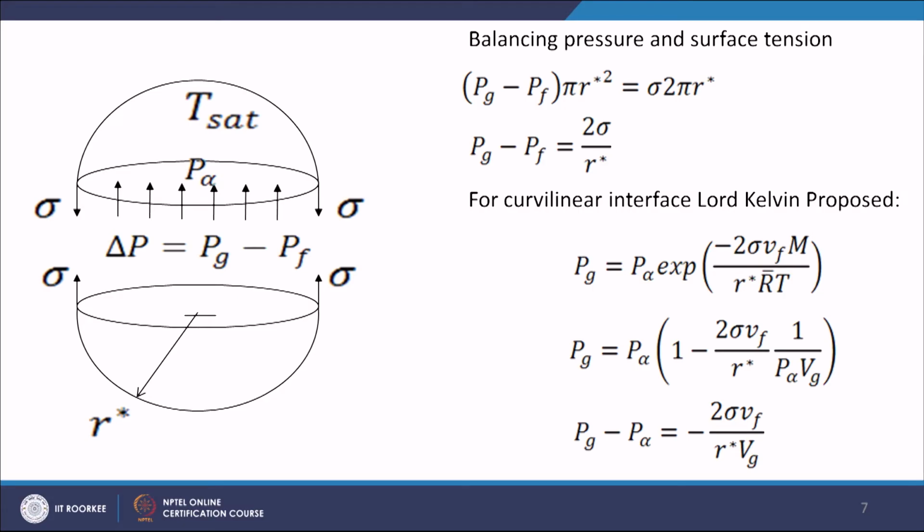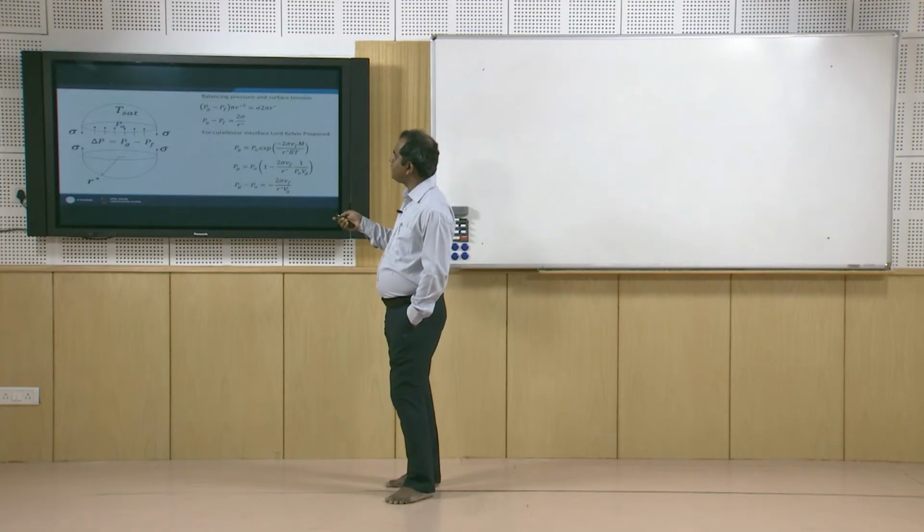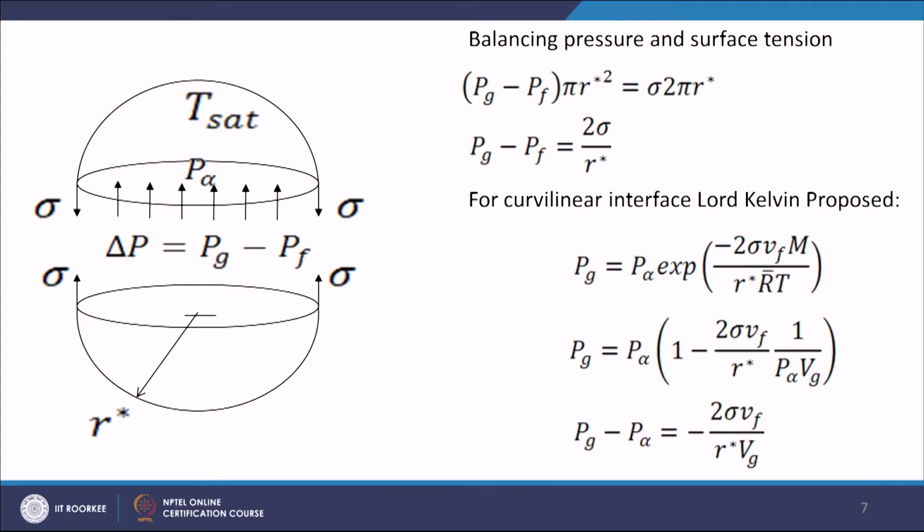If you do so, here you will find Pg minus Pf, which is the pressure drop across the surface, multiplied by pi r square, and this is equivalent to sigma into 2 pi r, where sigma is the surface tension and 2 pi r is the perimeter of this circle along which the surface tension acts. If we balance these two, we find Pg minus Pf becomes 2 sigma by r.